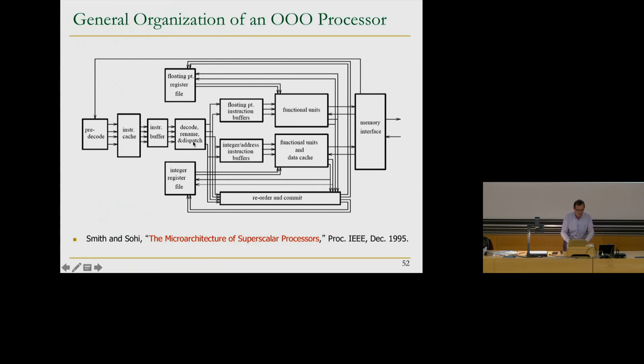So this is from your reading, and this is essentially what we discussed, although there are other things over here that you don't necessarily need to know at this point. This is the decode, rename, dispatch logic, and you send them to these buffers that are essentially the scheduling window. These are the reservation stations, and then they access the functional units, and this is the reorder and commit. And you can see that there's a single register file over here. There's floating point and integer, but there's a single physical register file.